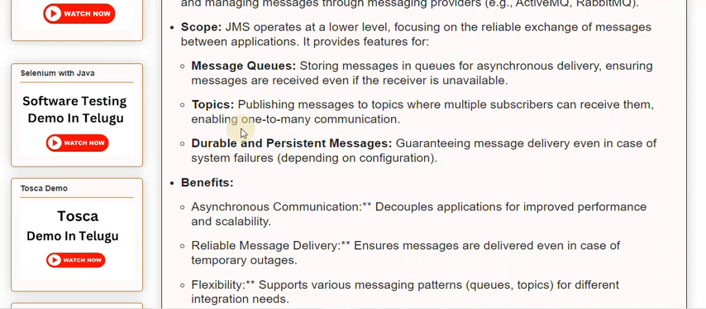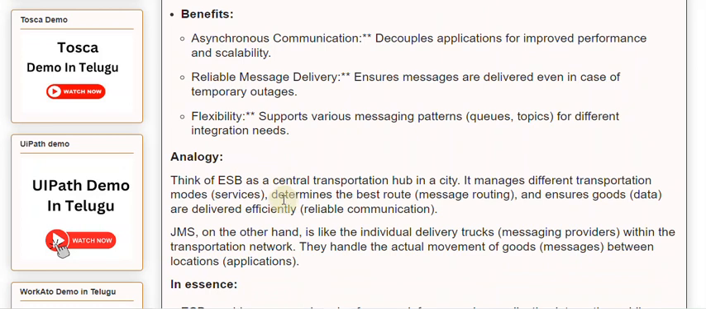Reliable message delivery, ensures messages are delivered even in case of temporary outages. Flexibility, supports various messaging patterns, queues, topics, for different integration needs.